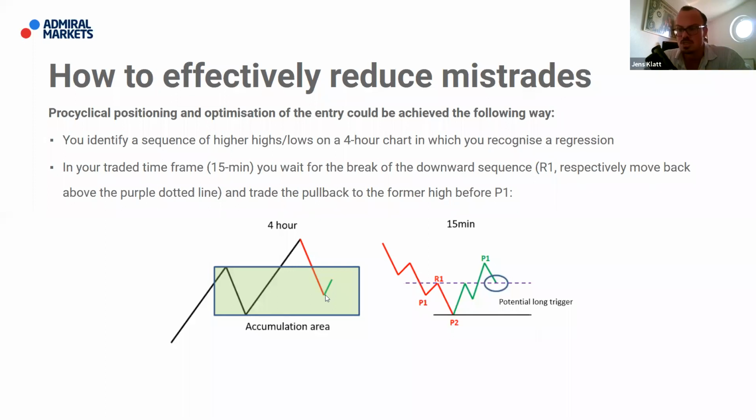This is a first level. A second one could be that you try to position yourself here in this sequence and place your stop here. That would naturally result in a wider stop, but reduced risk and everything. This is how you try to optimize your trading and reduce mistrades. That's in fact what it's all about.